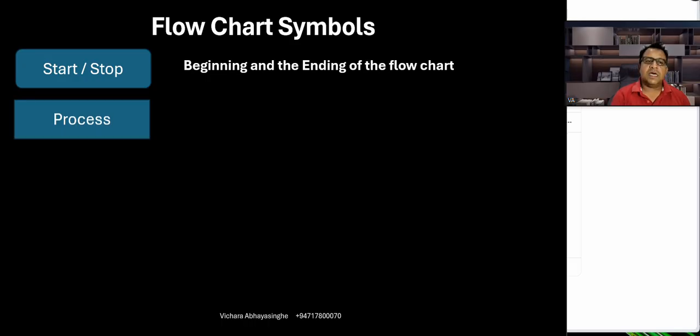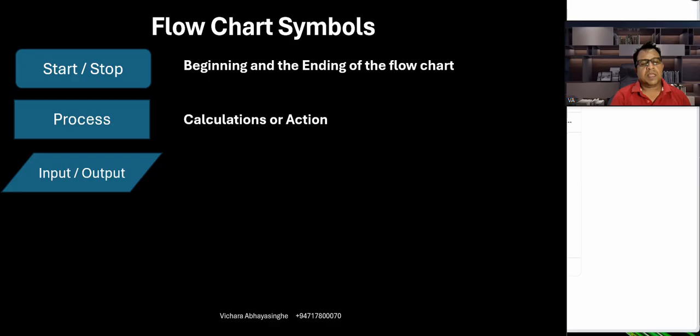Process. This is a rectangle. It displays what we can do, like converting, calculations or any type of process. This is an angled rectangle. We can use this for input and output, the same as start and stop. This is the same symbol for input and output as well.